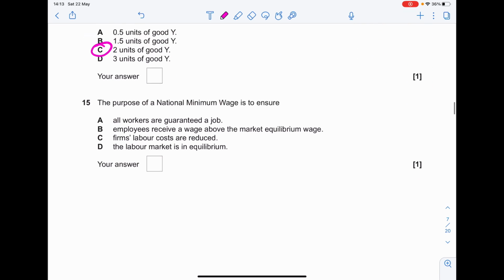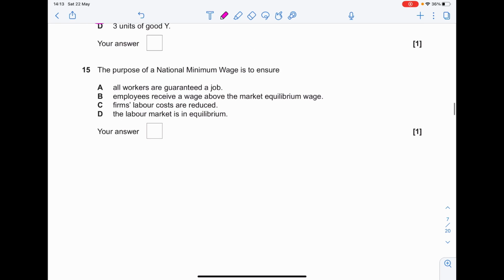And finally, the purpose of a national minimum wage is to ensure that, well, the national minimum wage is to help people have a decent standard of living. So the correct answer is ensure employees receive a wage above the market equilibrium. Now, if the minimum wage was below market equilibrium, there'd be no point in it. The whole point is that it's pushing the wages up. So B is the correct answer.